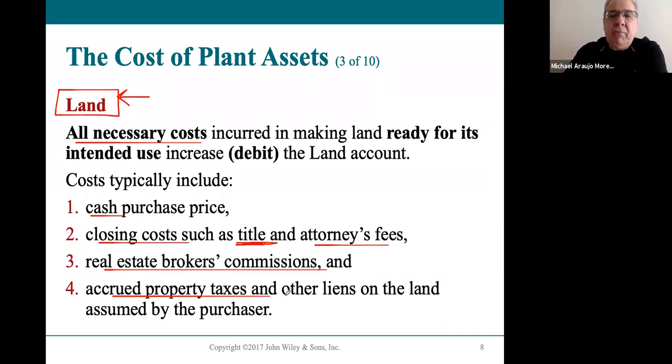Okay. So when you see land as an asset listed in the property, plant, and equipment section of the balance sheet, there's clearly a lot of costs involved. It's not just the cash price of the land. There are all these other costs that are part of the cost of the land. As a matter of fact, anything that we spend to get that land ready to use is going to be part of the land account.